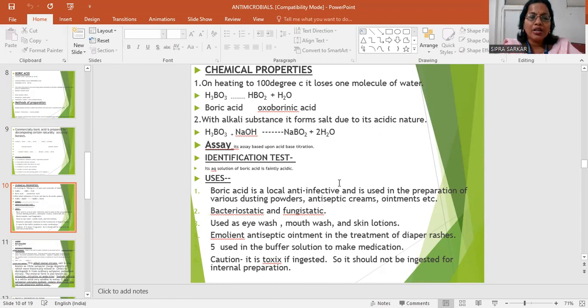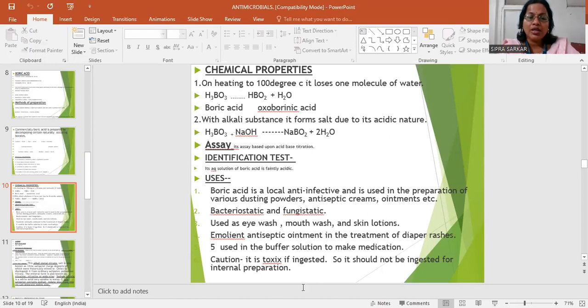Boric acid is a local anti-inflammatory. It is used in the preparation of various dusting powders. Boric acid is also used in antiseptic creams and ointments, and in the case of small children for wound healing. So they have bacteriostatic and fungistatic properties. Used as eye wash, mouth wash, and skin lotions. It is an emollient antiseptic ointment. For some skin wounds or infections, it can be used as an emollient, in diaper rashes for babies, and as a buffer in medication solutions.